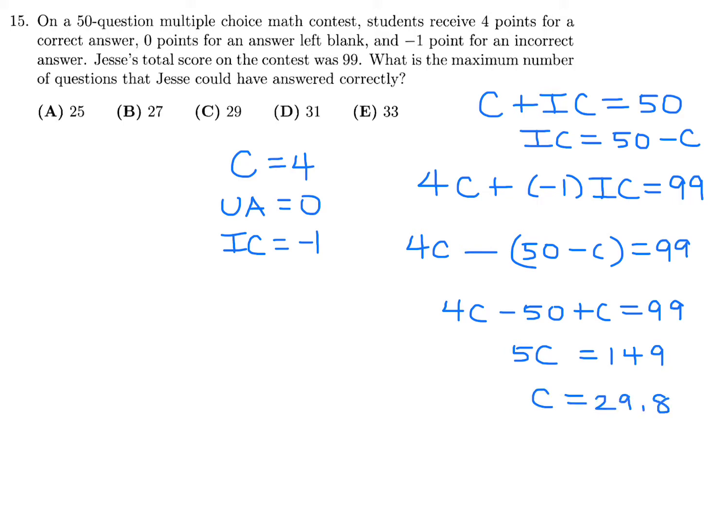But I can't have 29.8 questions because the number of questions has to be a whole number. But I can have 29. That's the maximum it can be. And if you go back and verify, it'll be a scenario where you have 29 times 4 points, and then you would need 17 incorrect, and that would result in a score of 99. So number 15, the answer is 29, which is choice C.